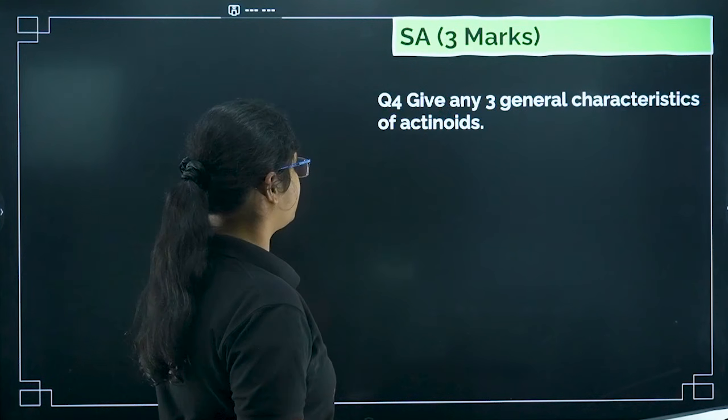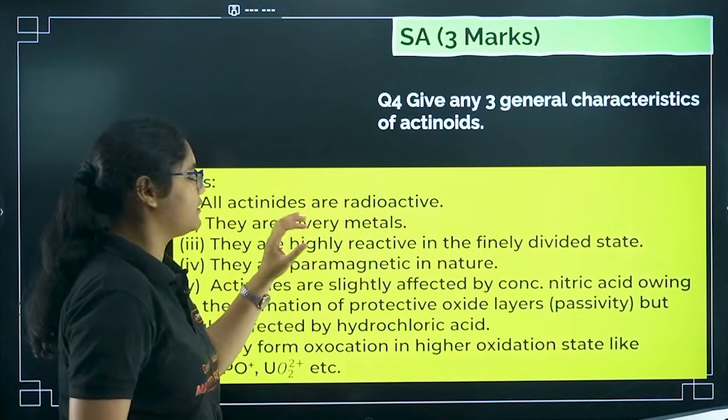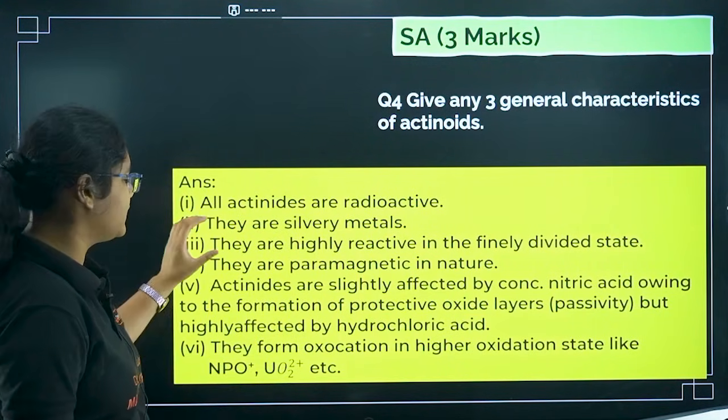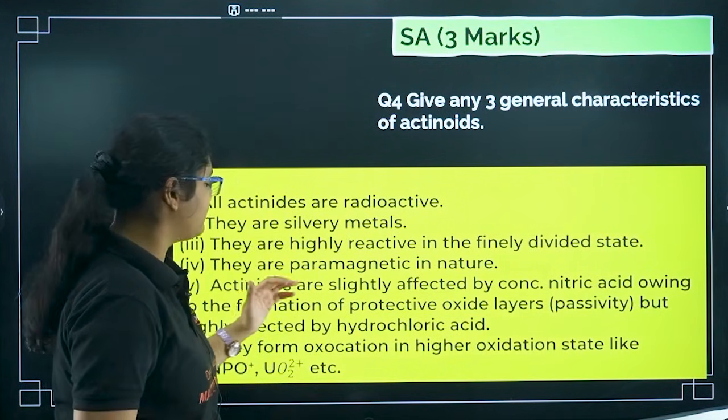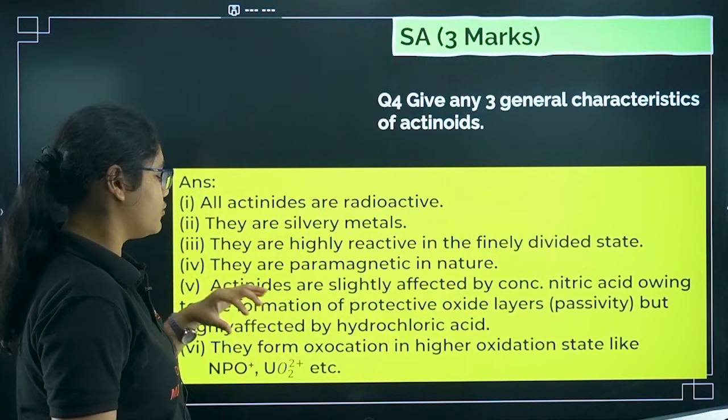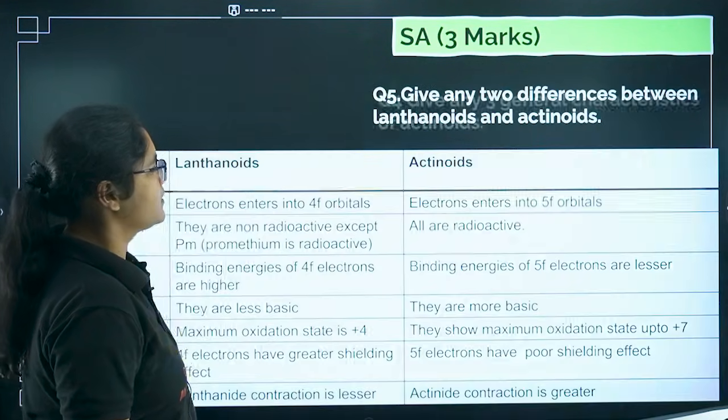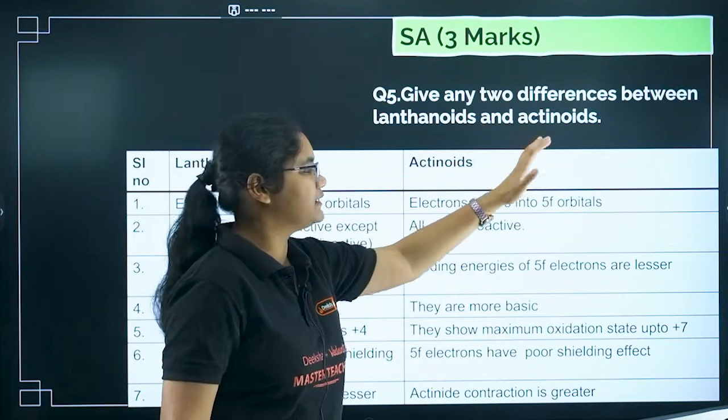Next, we have 3 characteristics of actinoids. You can write down: they are very radioactive, they are silvery metals, highly reactive, paramagnetic in nature, and they also show actinoid contraction. Next, any 2 differences between lanthanoids and actinoids?